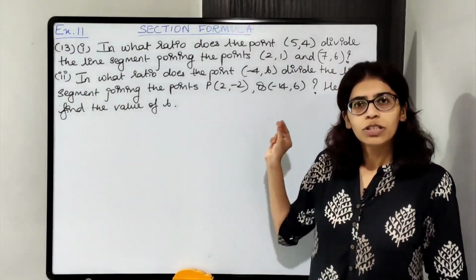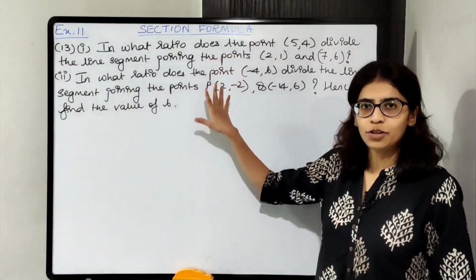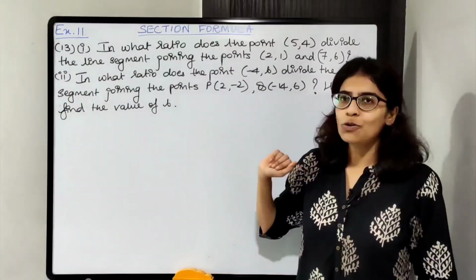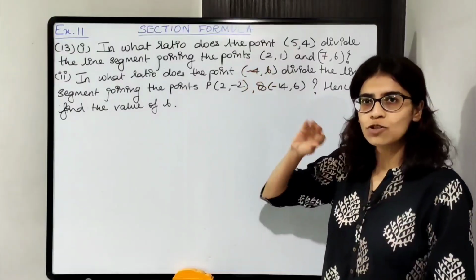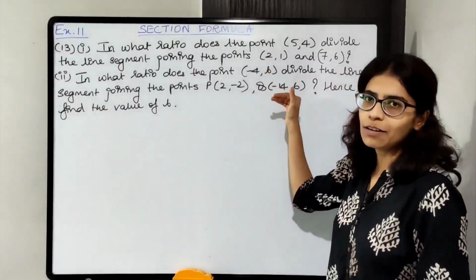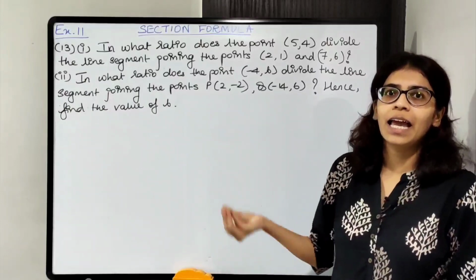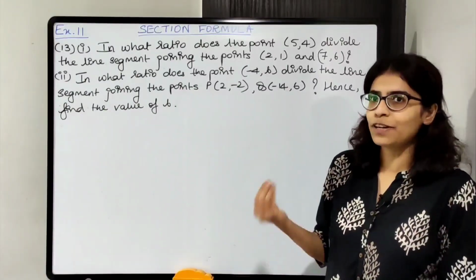Two parts hai, both the parts are different, they are not related to each other. Okay, so in both we have to find the ratio. Okay, in both the question is similar, we have to find the ratio, that is, the values of m and n are not given, we have to find that.